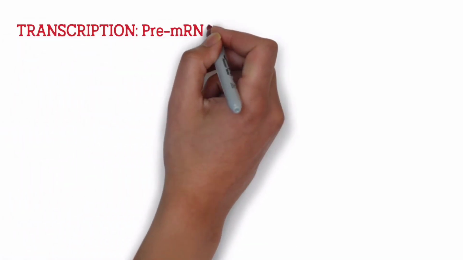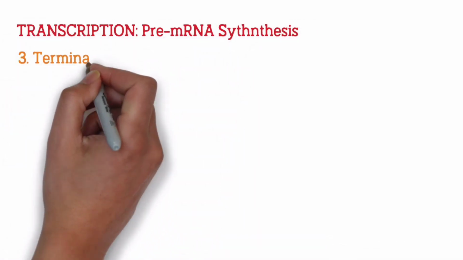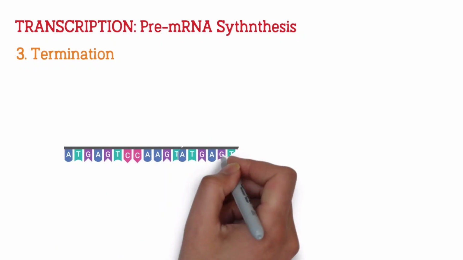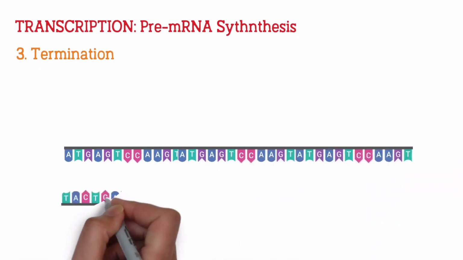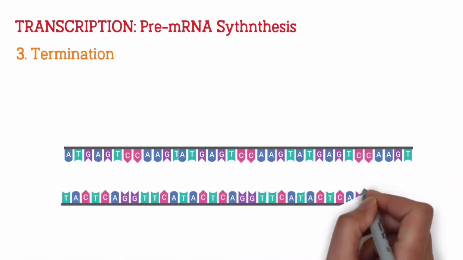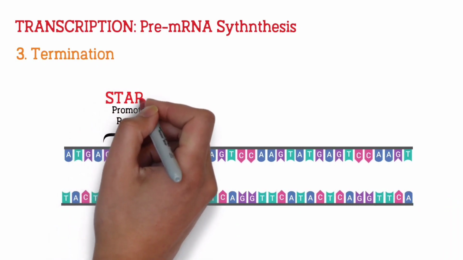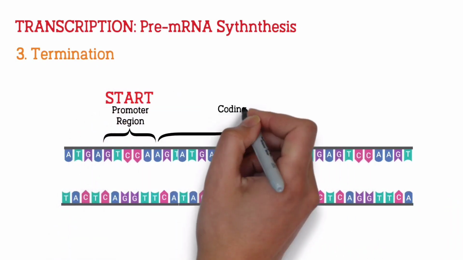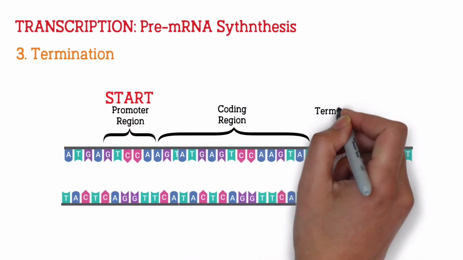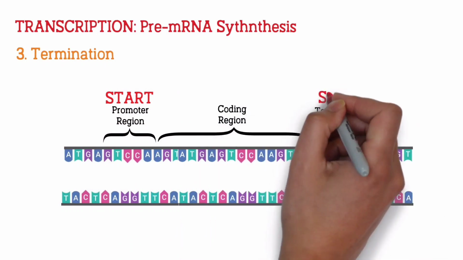The last step to DNA transcription is termination. And just like the starting sequence of the gene known as the promoter region, which signals the enzyme where to start, we also have a sequence of the gene that basically signals the enzyme where to stop. This sequence is known as the terminator region.